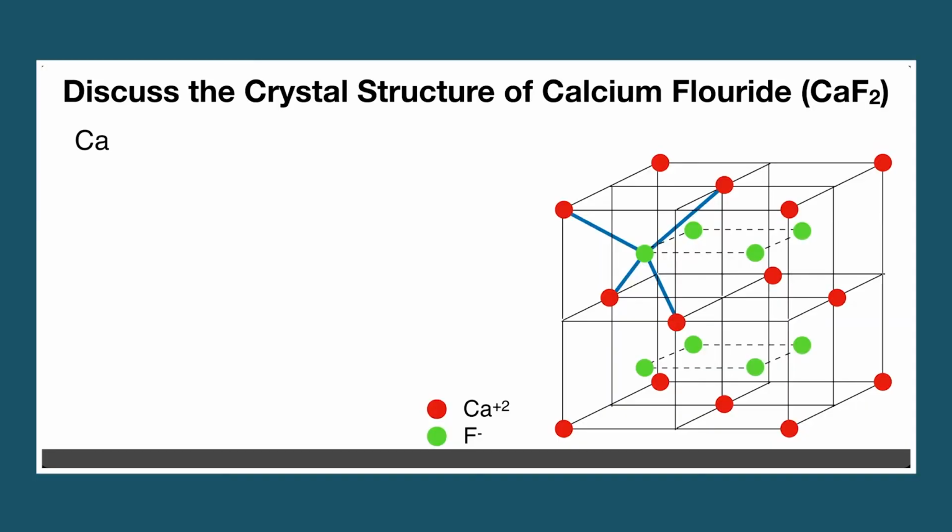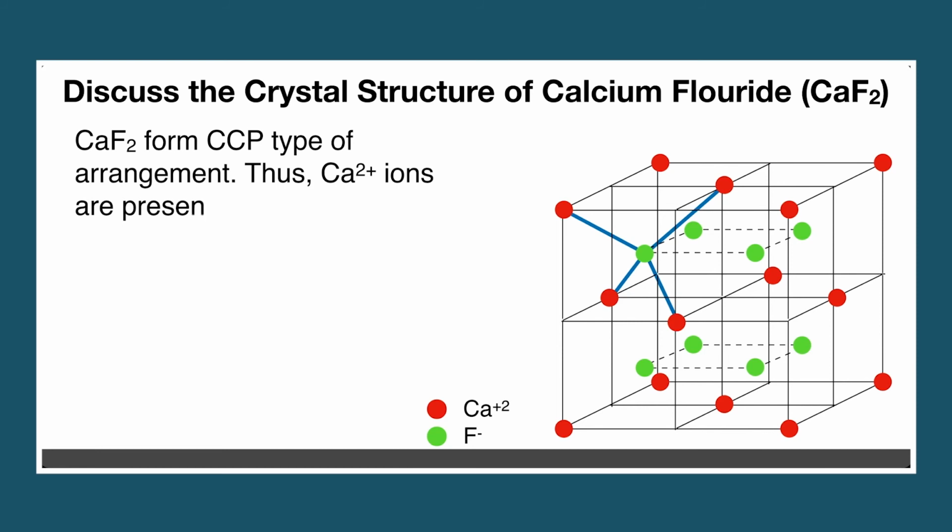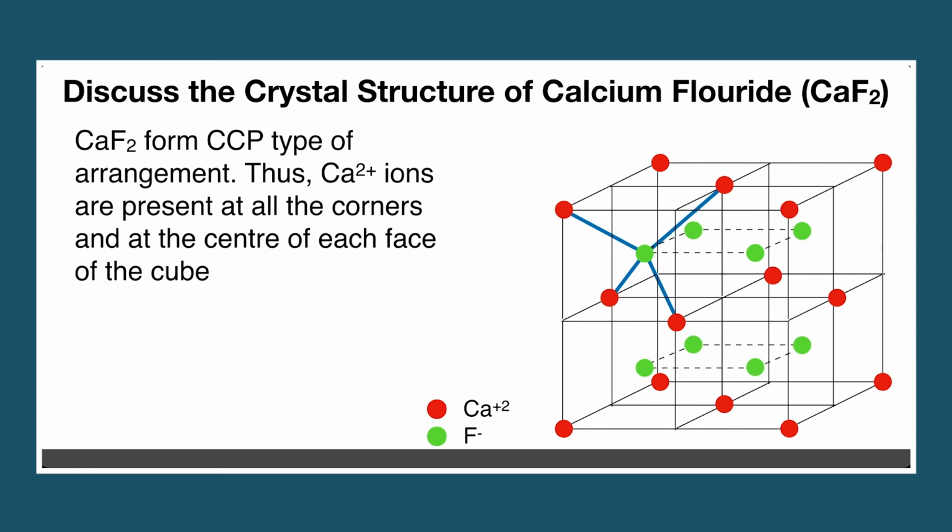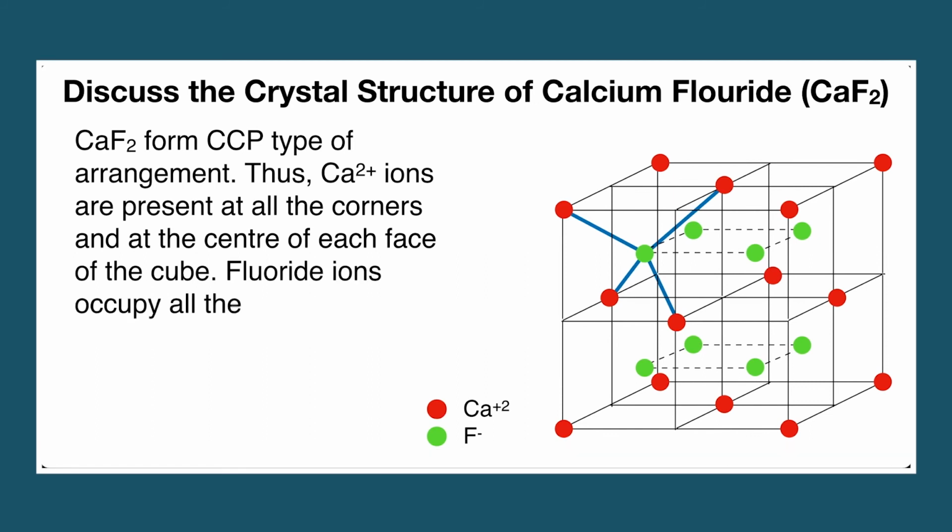The radius ratio of calcium fluoride is 0.75. The value suggests a cubic arrangement of F minus ions around the Ca2 plus ions. Here the Ca2 plus ions are arranged in CCP arrangement, so that in the cubic lattice calcium ions are present at all the 8 corners and 1 each at the center of the 6 faces.